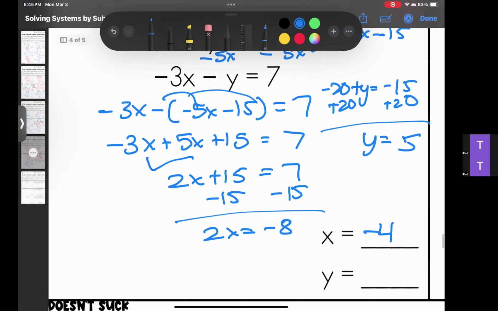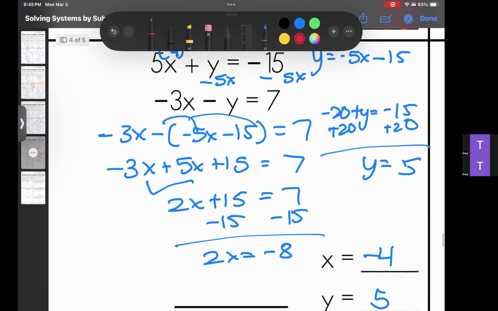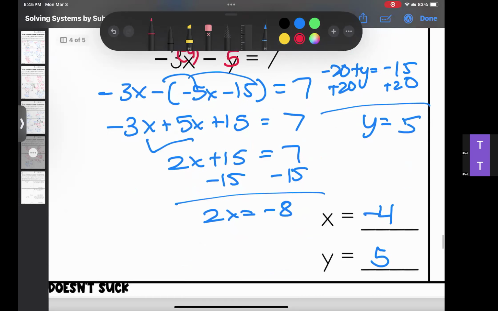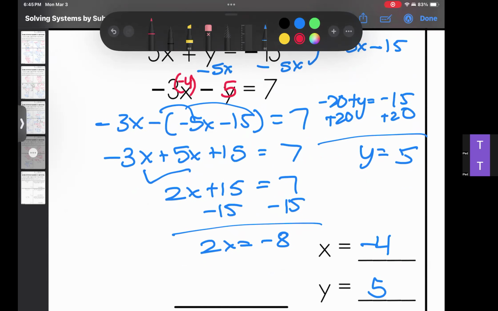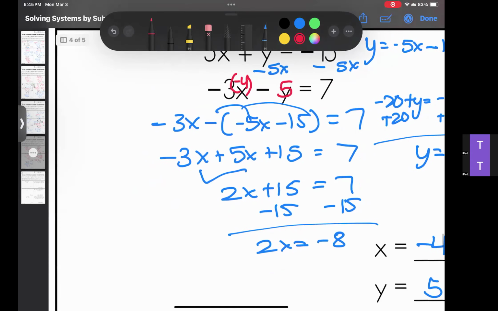And then, of course, we can plug it in and check it. If this is negative 4 and this is 5, do we get our 7? So that would be 12 minus 5 is 7. Yep, the math is mathing.